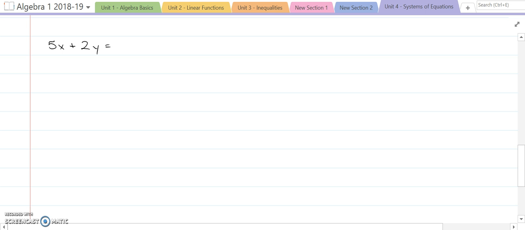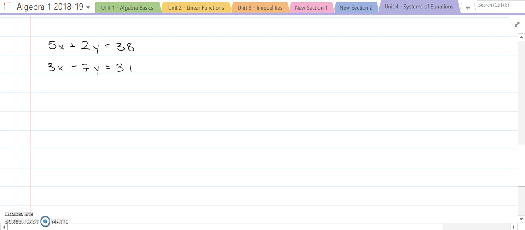I'm going to start it off with a 5x plus 2y. I'm going to say that equals 38. Then we're going to follow it up with a 3x minus, and we're going to go really random, 7y. And we're going to say that that equals 31.